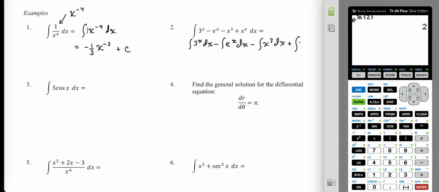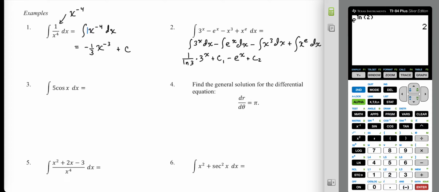All right, so 3 to the x, that's exponential base a. So the rule for that is 1 over the natural log of a times a to the x. So 1 over the natural log of 3 times 3 to the x. Now, in theory, each one of these would have a plus c. So I'd have a plus, I'll call that C1 because I'm going to have 4 plus c's here. Minus e to the x has an antiderivative of e to the x plus another c.